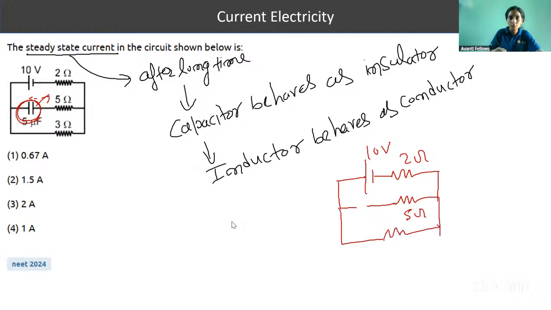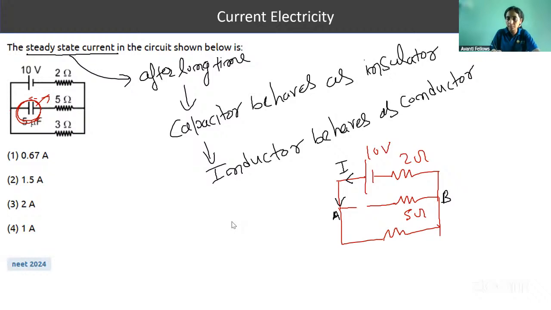Done. Now let's drive current out of the battery. If you're driving current I out of the battery, I will come here. Will I go to the branch AB? This current I will not get divided into the branch AB, because the AB branch is not complete.